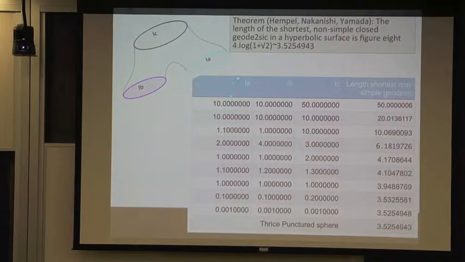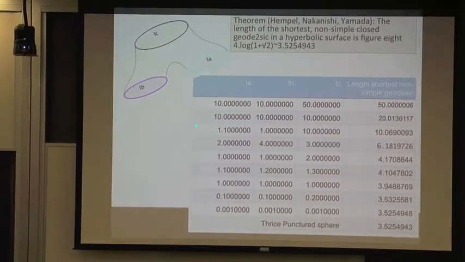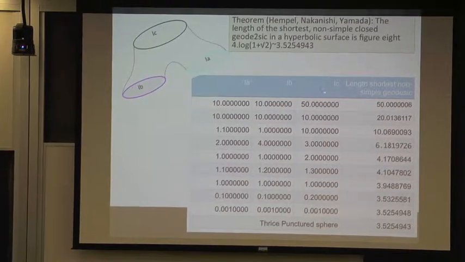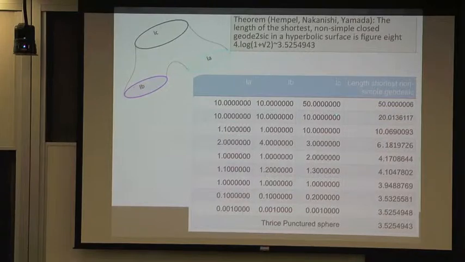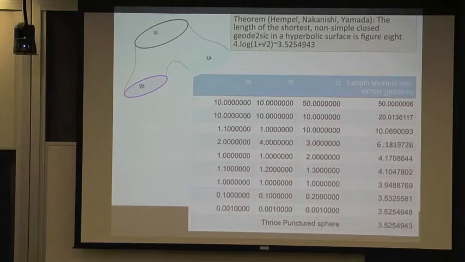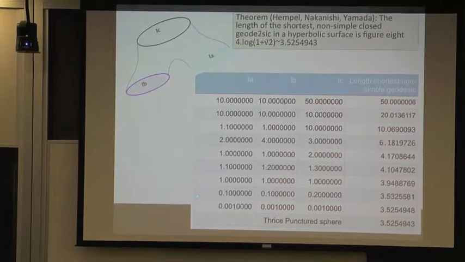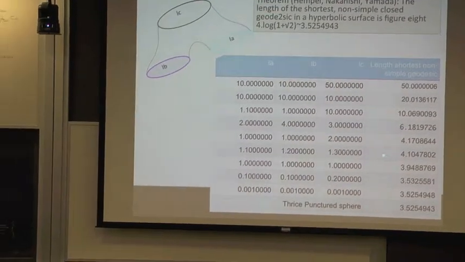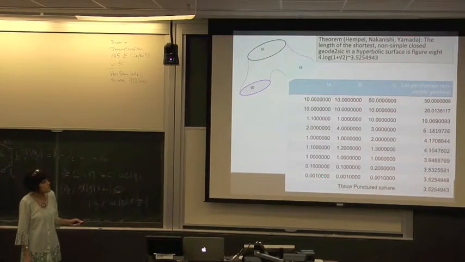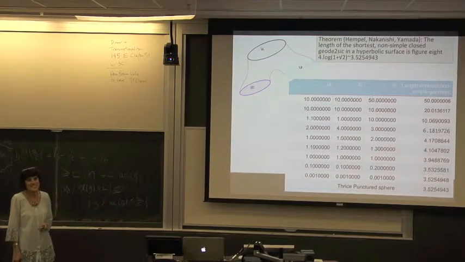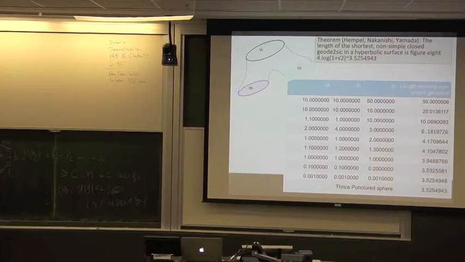And just for fun, I computed it here. So if you have a pair of pants with one boundary component of length 8, the other one 10, the other one 10, and the other one 50, the length of the shortest non-simple geodesic is 50.0006. And when you make the boundary components smaller and smaller, you see how this gets smaller and smaller. And up to 0.001, the three of them, you already get the approximation I have for this. So that's the shortest figure 8.